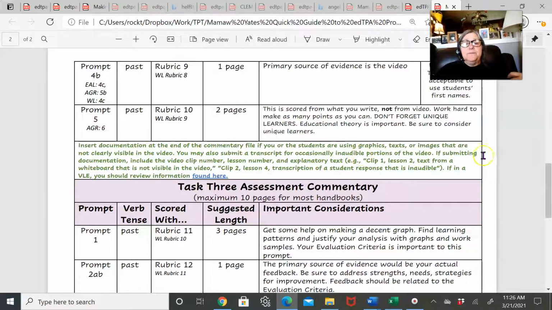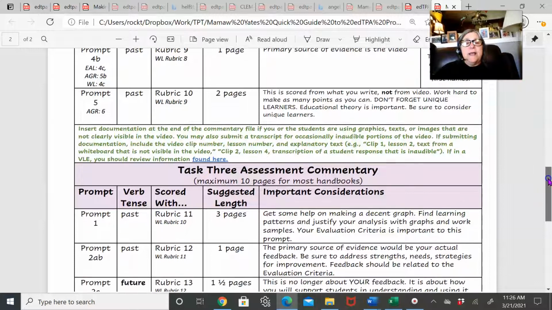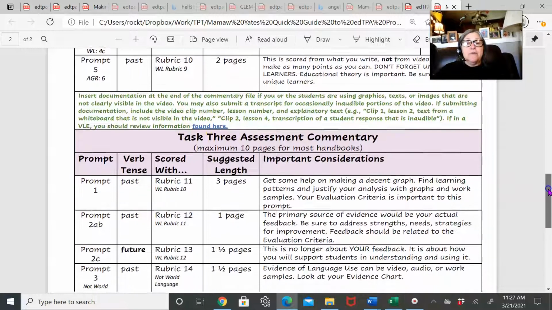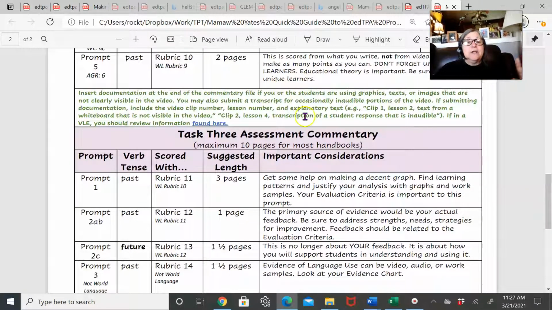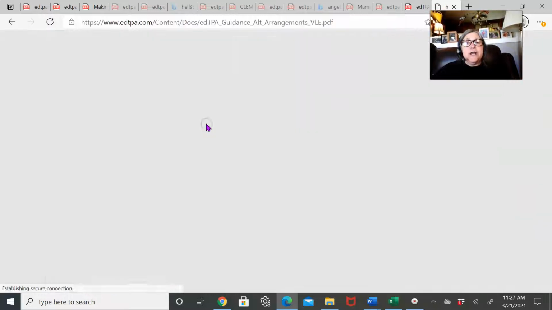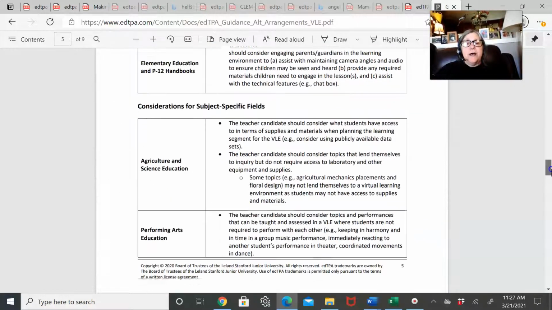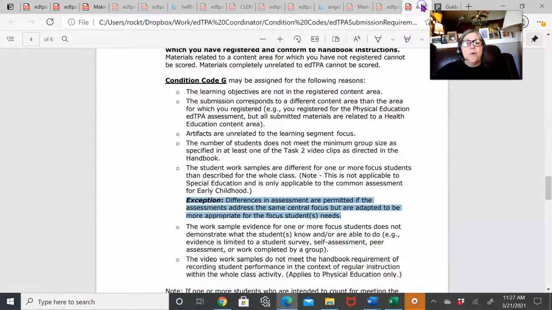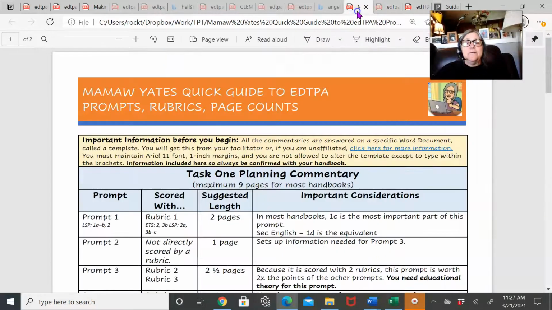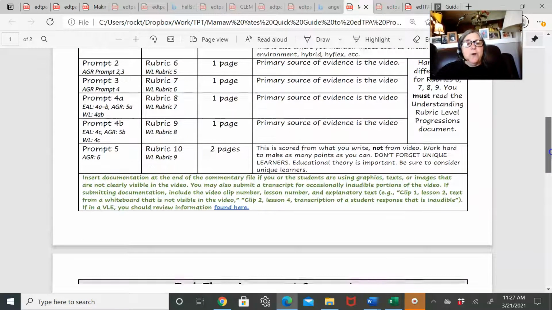So for just a regular edTPA, you have 2 additional pages. But if you have a virtual learning environment, you should follow this link. And actually, I have also a video on virtual learning environment, and lots of information. If you click this, it just takes you to edTPA's information about what you can put at the end of that. So it's a very important document to look at if you can. All right, let's go back to where we were.